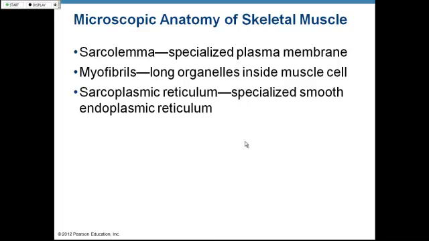Before we do that, let's talk about some terminology. We have a special name for the plasma membrane of muscle cells. It's called the sarcolemma. So when you see the word sarcolemma, you're going to have to switch in your mind to, oh yeah, that's the plasma membrane. We just have a special name for the plasma membrane of muscle cells.